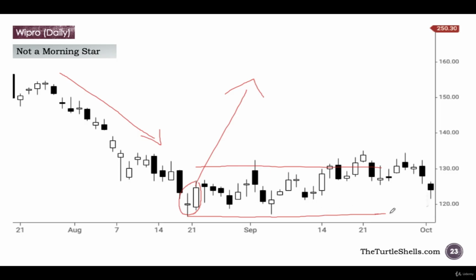So if we would have taken a long position here, our money would have been stuck in this box range. When the price gets stuck between these two lines like this, it is called a box range by the Japanese. Okay. So we must also have the skill to identify patterns which look like morning stars but are not morning stars. Okay.